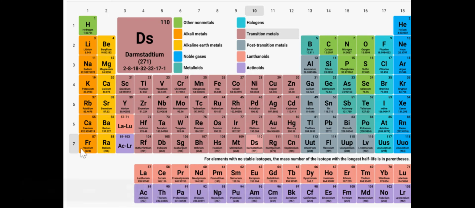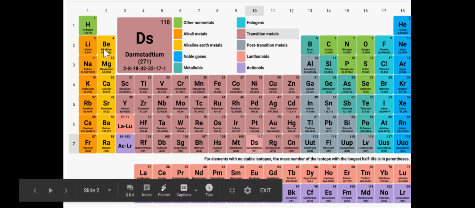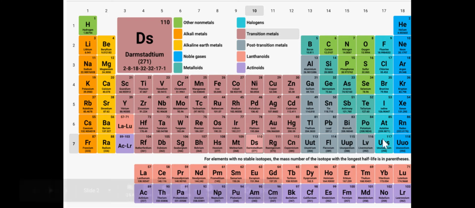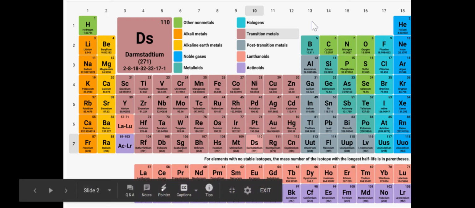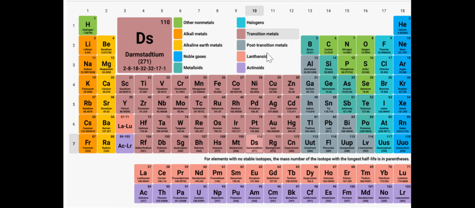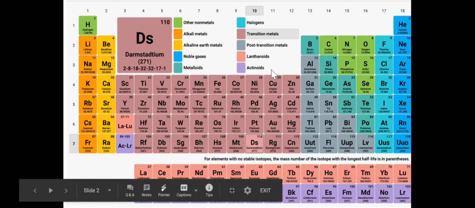Okay, alkali metals, alkaline earth metals, transition metals, and the metalloids. Those are non-metals. And this group has a specific name. We call them halogens. And this whole group are noble gases. And these groups over here have specific names too. Each group has a special name because they have similar physical and chemical properties.